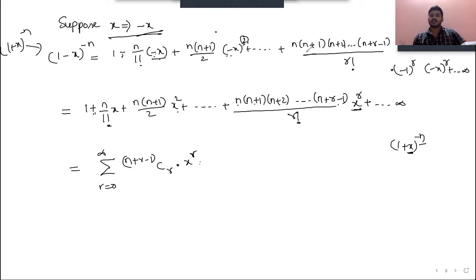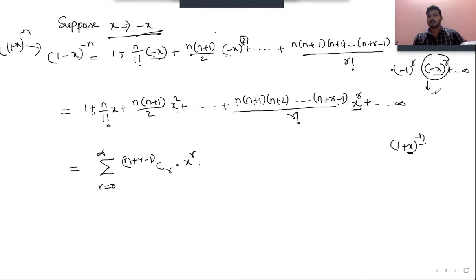So here if you see, we have kept x equal to minus x. From this we can write this as minus 1 whole power r into x power r. So minus 1 whole power r into minus 1 whole power r, so minus 1 whole power 2r.